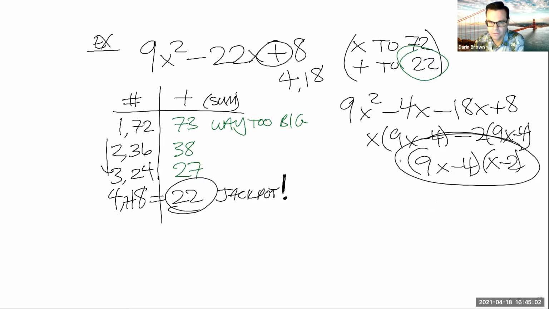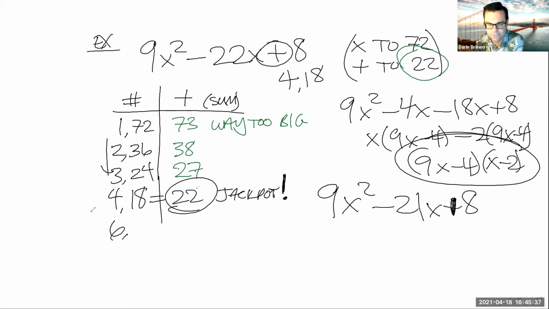Now, what if I gave you a slightly different one? I give you 9x squared minus 21x plus 8. Well, now I would do the same table, really, because it's still adding up, right? So I would say, okay, 1 and 72, 73, way too big. 38, too big. 27, too big. Then I get to 22, still too big. So I would do the next one. Now, I'm going to skip over 5 because 5 doesn't go into 72. 72 is not divisible by 5. So I skip over 5.